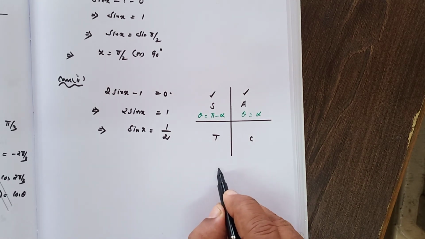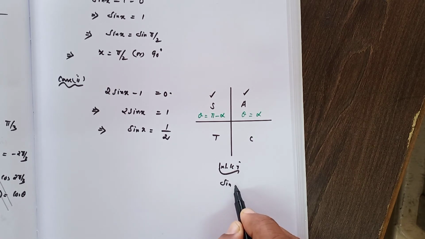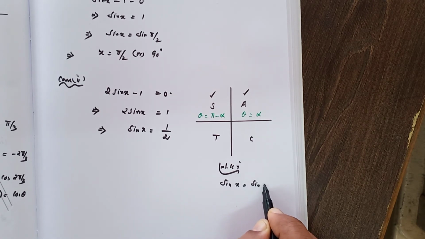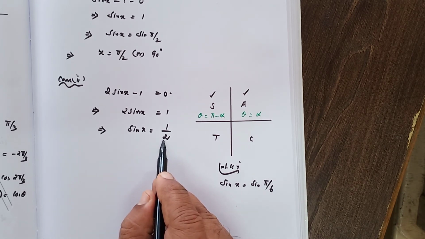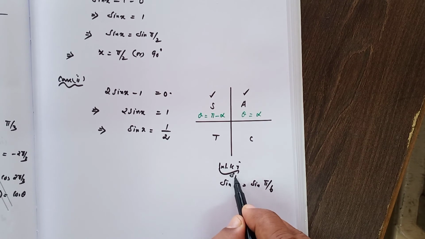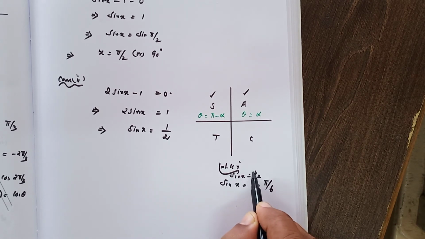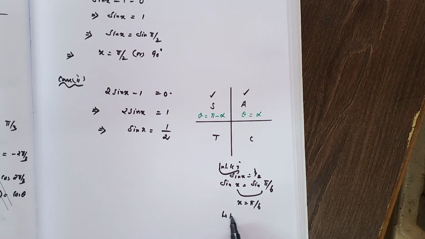We know that sin x is equal to sin pi by 6, that is sin 30. Sin 30 is equal to 1 by 2. So what is given here? Sin x is equal to 1 by 2. This 1 by 2 can be replaced by sin pi by 6. So x is equal to pi by 6. So let alpha be equal to pi by 6.